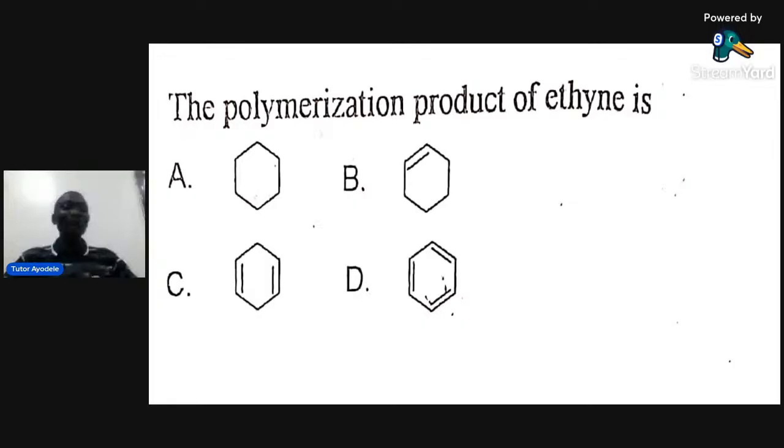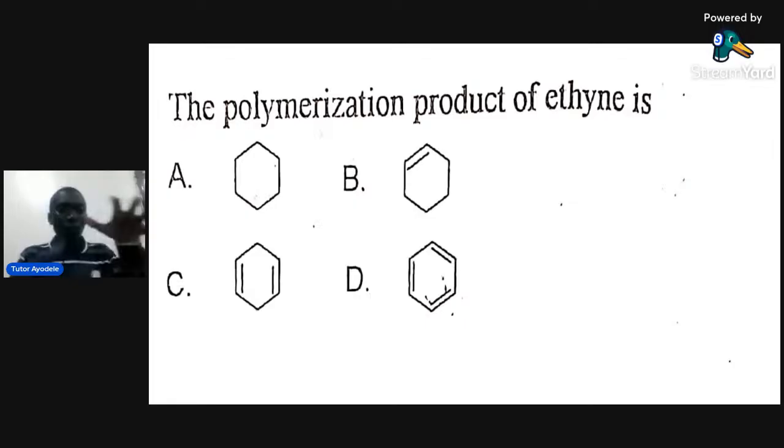Now, when you polymerize ethyne, what will it give us? The formula for ethyne is C2H2. Now, what is polymerization at first? Let's take note of what polymerization is. It's just bringing together different monomers. For example, now you want to polymerize ethyne. You will combine different monomers of ethyne. Combine them together.